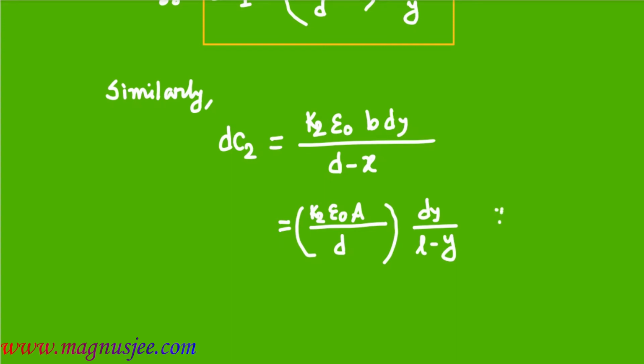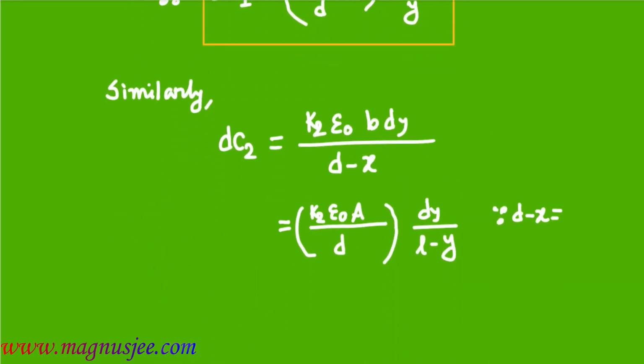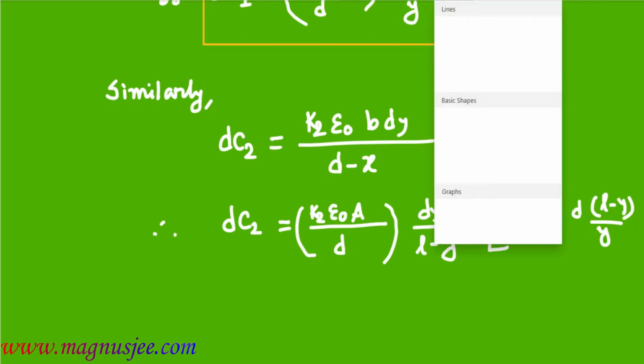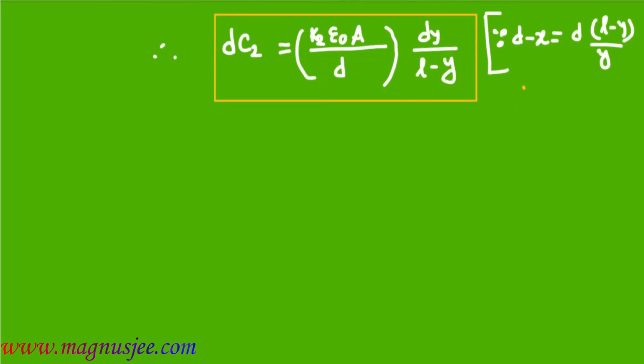Since the value of d minus x was d into l minus y whole divided by y, that's why we get dC2 as K2 epsilon 0 A divided by d into dy by l minus y. So dC2 equals K2 epsilon 0 A divided by d, dy divided by l minus y. So we get the expression of capacitance of the elementary portion.